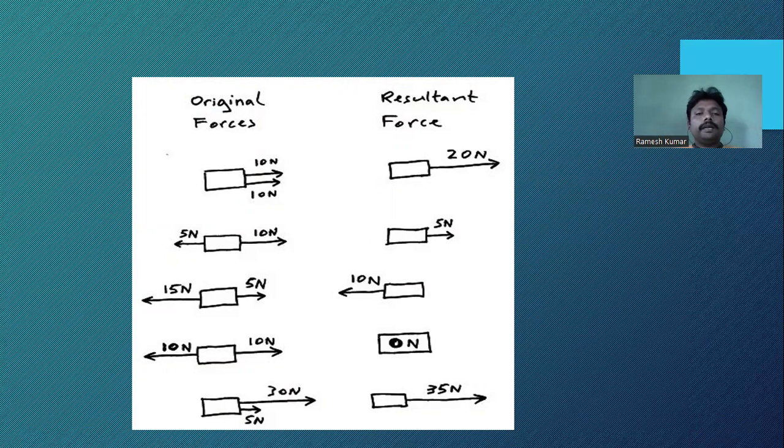So in the third case, the force given on the left hand side is greater than the right hand side. So the object will move towards the left hand side because it has 15 Newton. And the fourth picture tells us the third case of resultant force. If two equal forces act on a body in opposite directions, what happens? The object will not move.